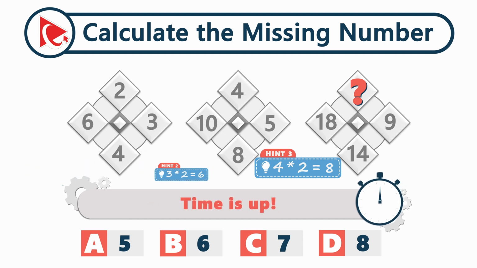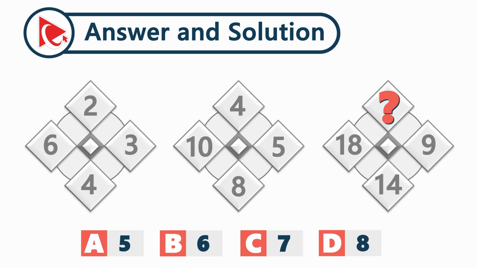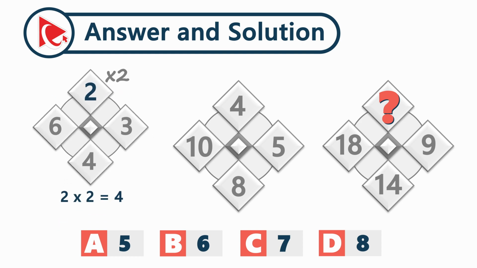Time's up. Are you ready with your answer? I hope you are, since the pattern in this question could not be any simpler. Let's take a close look at the number 12 o'clock. It's 2. 2 multiplied by 2 equals 4, which is the number on the opposite side at 6 o'clock. Let's look at the number 3 at 3 o'clock. 3 multiplied by 2 equals 6.